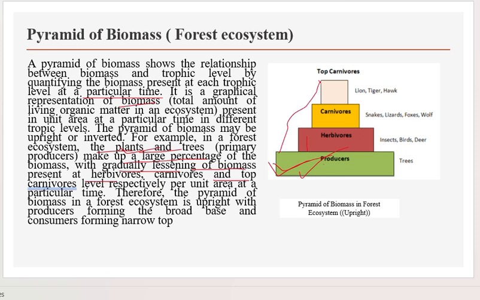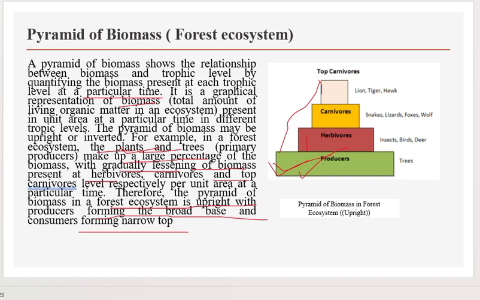It goes down as it goes up. Therefore, the pyramid of biomass in forest ecosystem is upright, with producers forming the broad base and the consumers following, with a narrow top. Please remember, in forest ecosystem, it is upright. Whereas in pyramid of numbers, the forest ecosystem is spindle shaped. In a pyramid of biomass, it is upright.